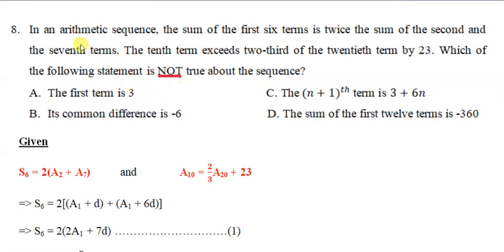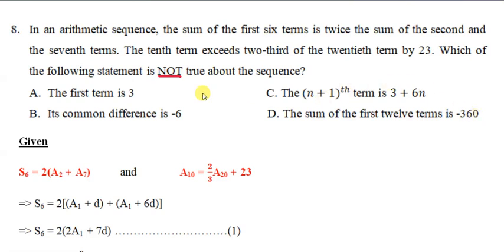Now let us first change these sentences into mathematical formulas, and also let us formulate these statements as well. Here in choice A, it says the first term is 3. Don't forget the question. And in B, it says its common difference is -6. And in C, the n plus 1th term is 3 plus 6n. And the sum of the first 12 terms is -60, which means 360.